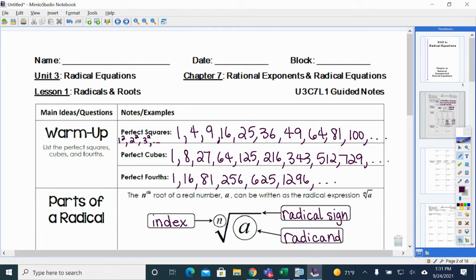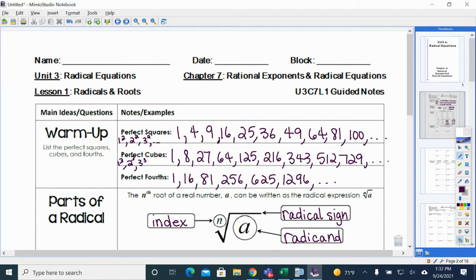Perfect cubes are created by cubing a number. So 1 cubed is 1. 2 cubed means 2 times 2 times 2, which is 8. 3 cubed is 3 times 3 times 3, which is 27. 4 cubed is 64. 5 cubed is 125. 6 cubed is 216, and so on. So the 1, 8, 27, 64, 125, 216, 343, 512, 729, those are all referred to as perfect cubes because they have a nice, pretty, perfect cube root.